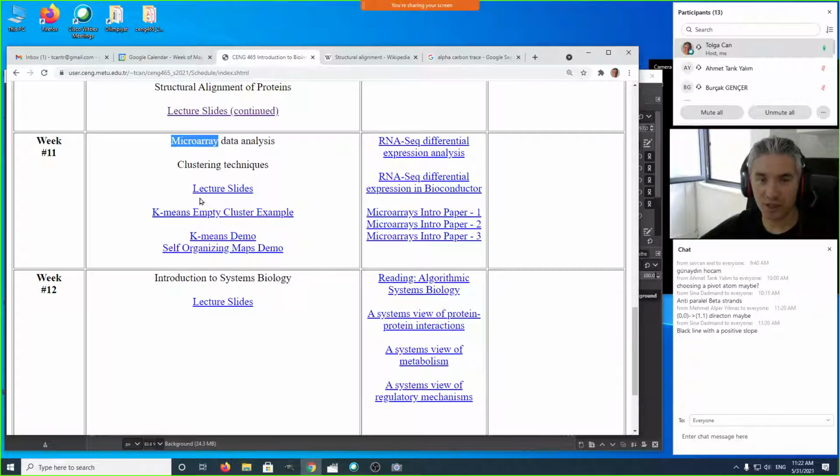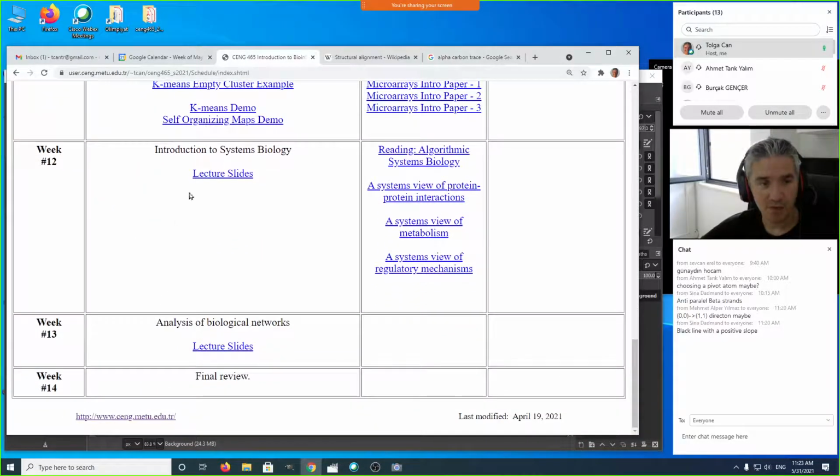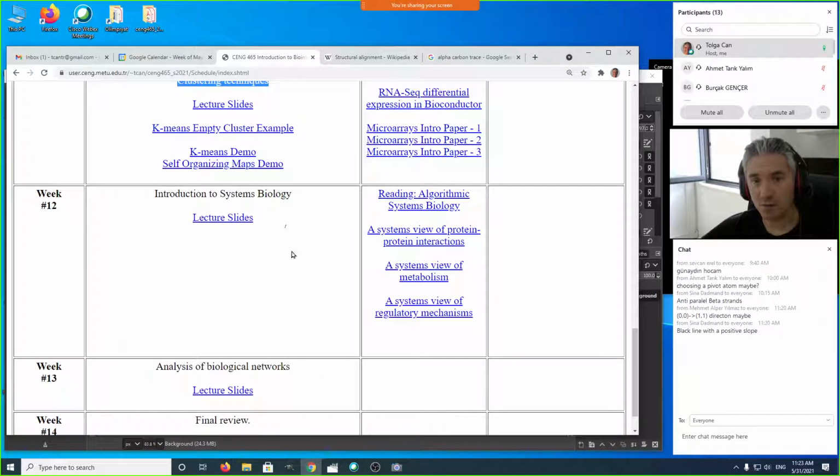differentially expressed genes between different states, which may be between normal people and people with disease, or between cancer and normal cells. So we will talk about clustering techniques, and we will see two algorithms, k-means and self-organizing maps. I will probably not be able to finish all these in 1 hour, so we will jump into week 12 probably, but we still have 3 weeks left after that, only for biological networks.